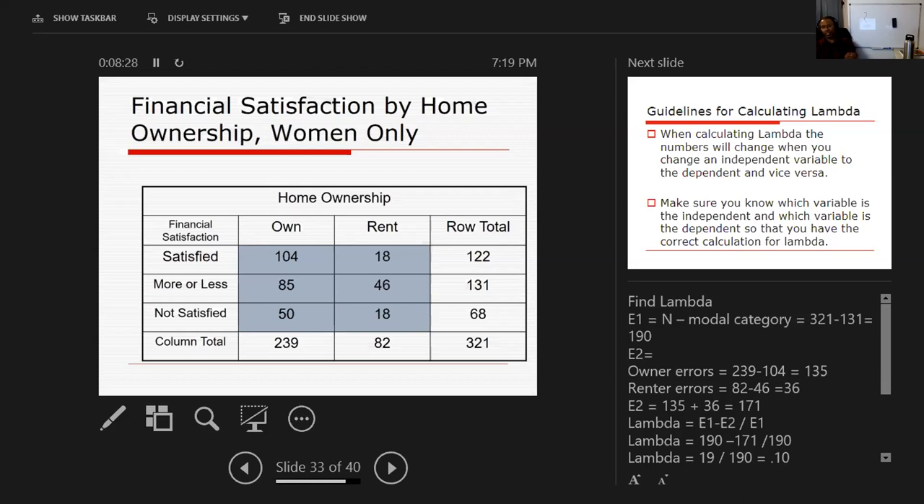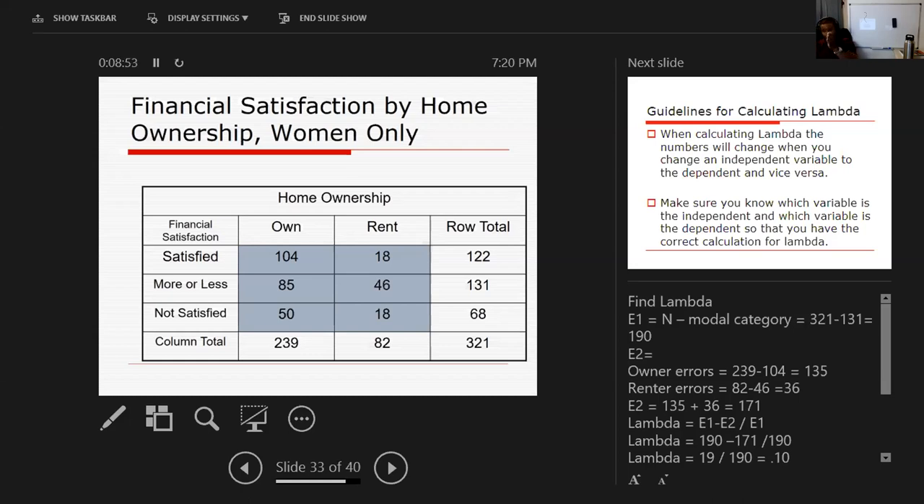So just tell me, what's the modal category here? 131, which is more or less. More or less, good. So we predicted that people are going to say more or less, right? So what's left over? 122 and 68. Which gives us? 190. That's your E1. So again, you have to take the mode, then add up the other two numbers together.